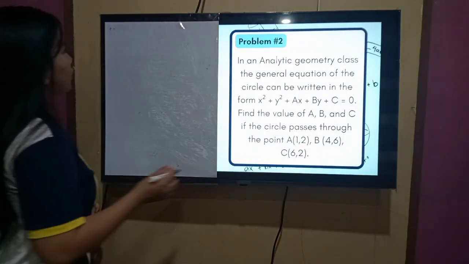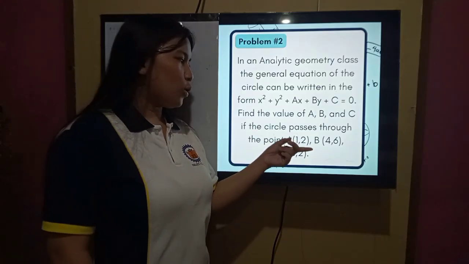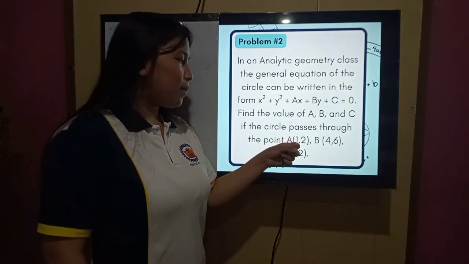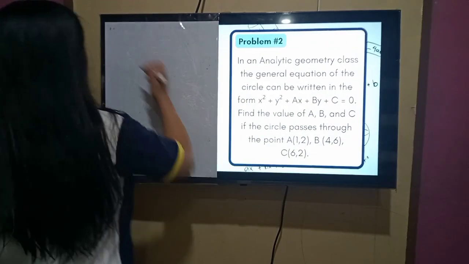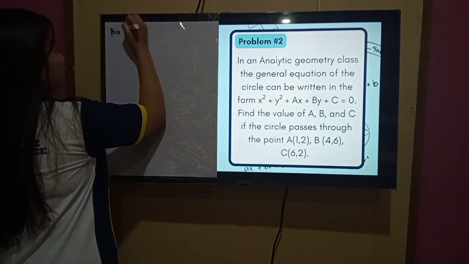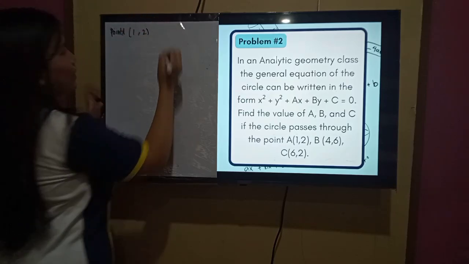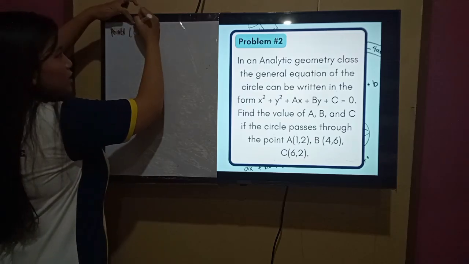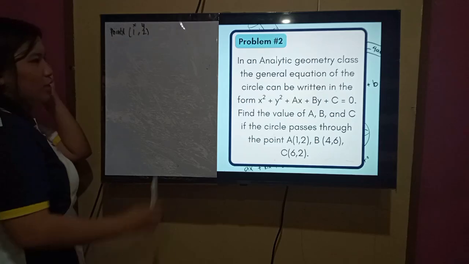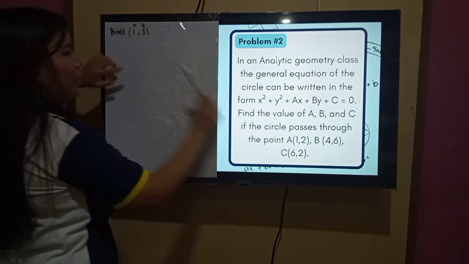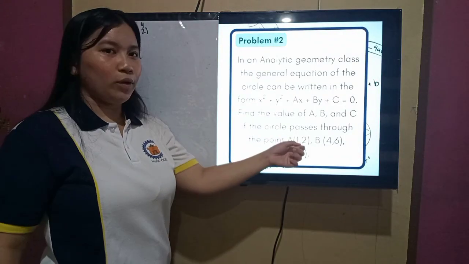Okay? So, alam natin na ang coordinates, kapag meron tayong coordinates or points, yung unang value sa kanya is yung x, and then yung pangalawang value naman ay yung y. So, we have point A (1, 2). Yung 1, yung ating x value, and then yung 2 naman yung ating y na value. So, paano gagawin natin dyan? Isa-substitute natin si x and y dito sa ating general equation para makuha natin yung first equation kay point A.